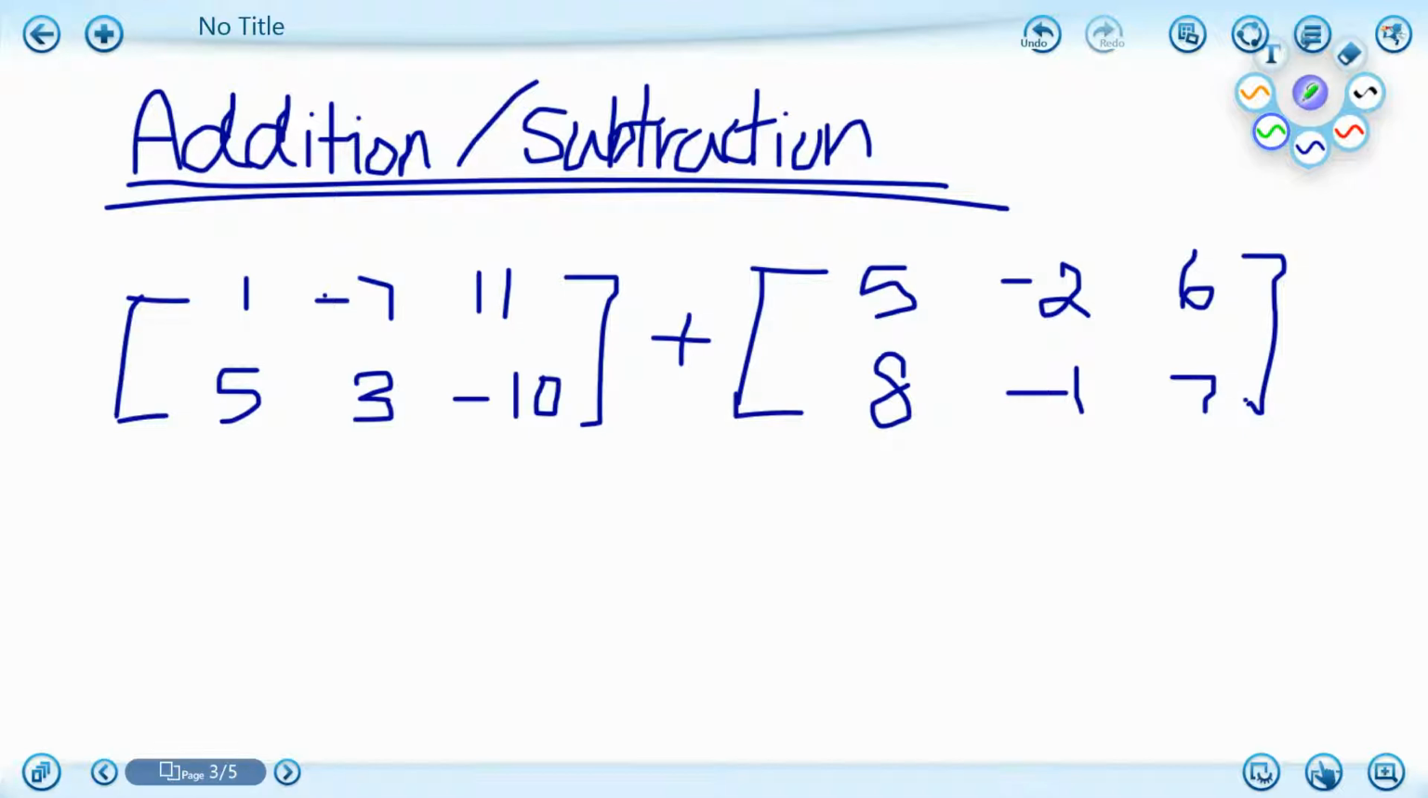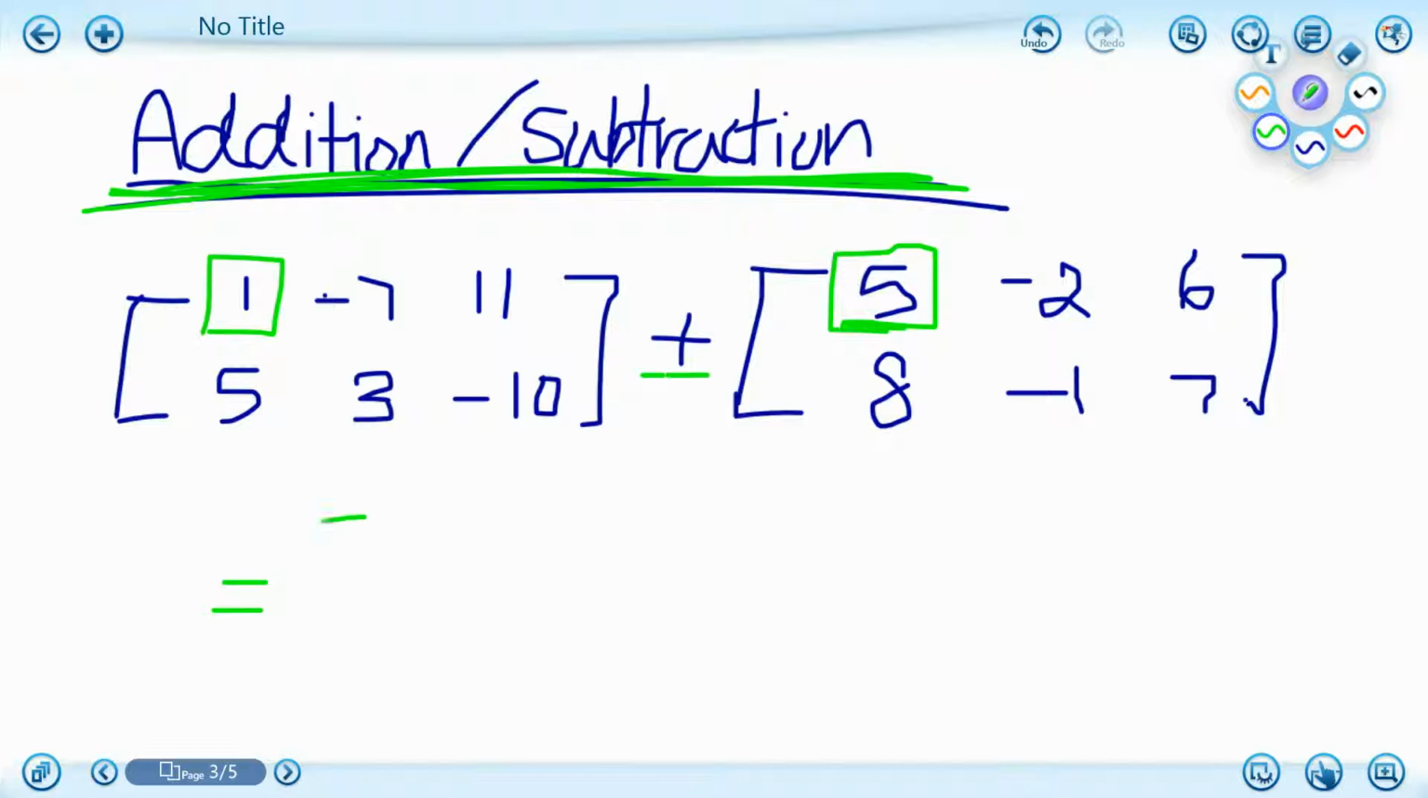Now we're going to go for the operations. The first thing we're going to look at is addition and subtraction of matrices, and this is very simple. Right here, all I'm going to do is just match up the places. So I have 1 on the very first row and very first column on this one. I'm going to match it up with the number that's in the same place. So I'm going to do 1 plus 5, which gives me 6.